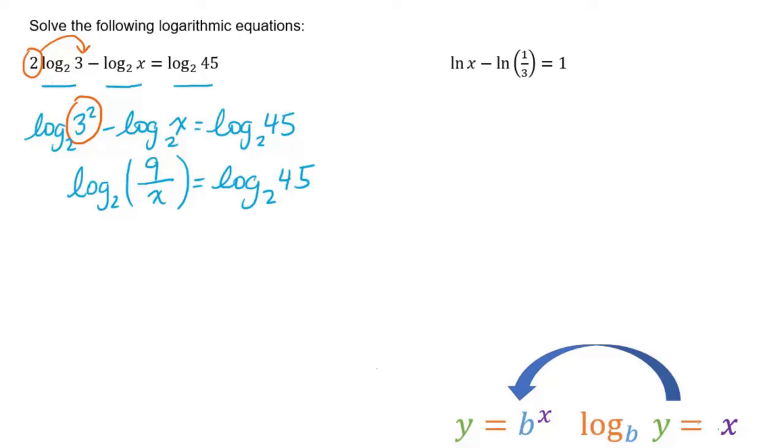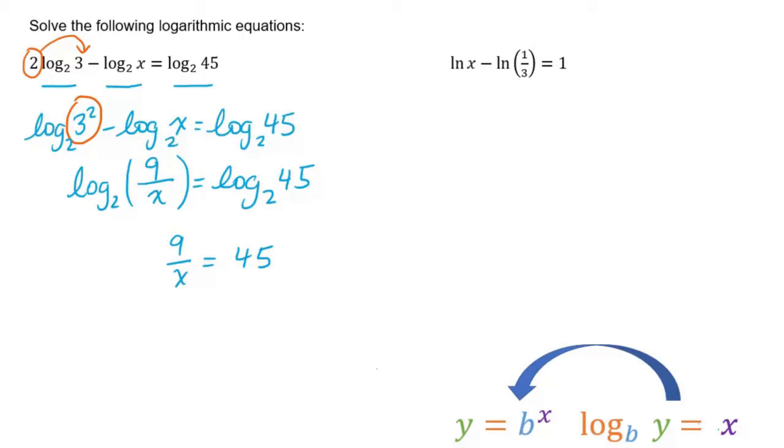So here's where this question is a little bit unusual. Because I have a logarithm on both sides, in other words, the logarithm of 9 over x to the base 2 is equal to the logarithm of 45 to the base 2, it's logical that the quantities I'm taking the logarithms of must also be equal. So here we find that 9 over x is equal to 45.